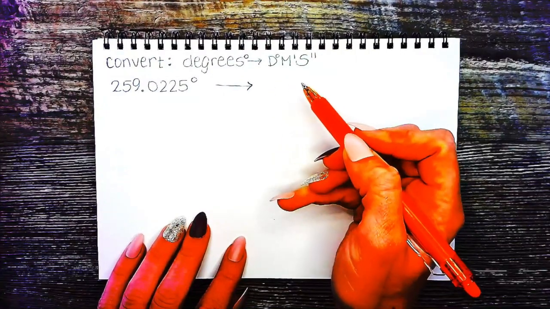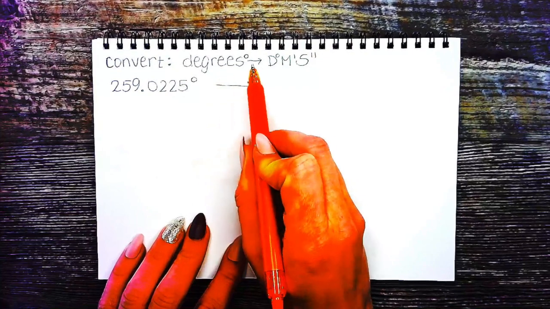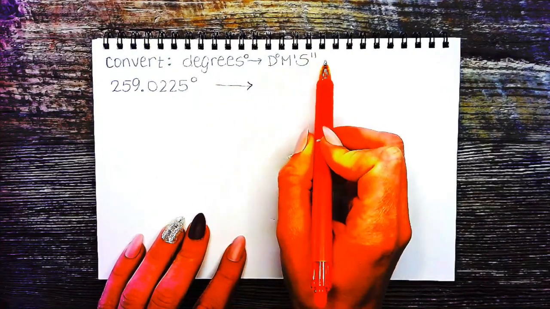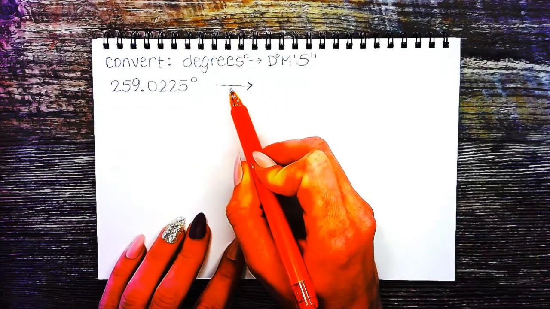You have 12 questions for homework, 6 of which you're converting from decimal degrees to degrees, minutes, seconds, and the other 6 you'll go from degrees, minutes, seconds to degrees. I'm about to do one of each type with you right now.